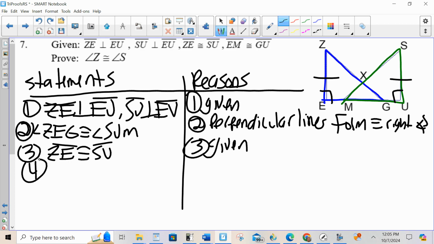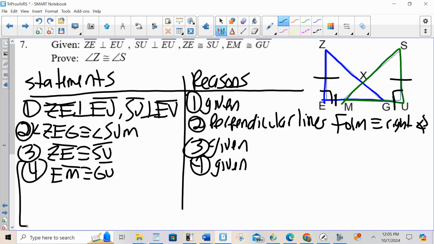4. EM is congruent to GU, given. Are those sides of the triangles I'm trying to prove? They're part of it. EM is part of EG. GU is part of MU. When they give you part of what you need, that's when we use addition subtraction.